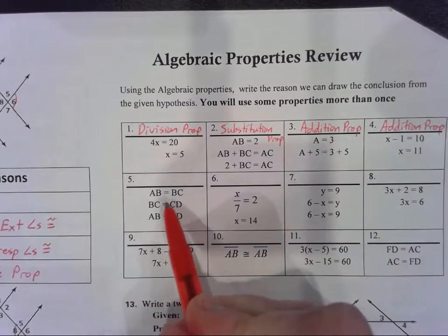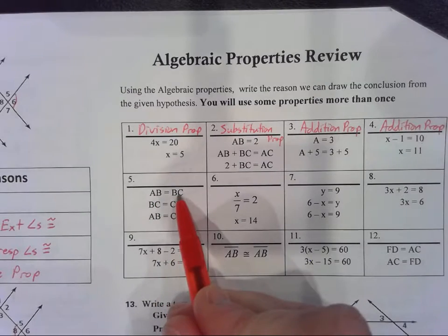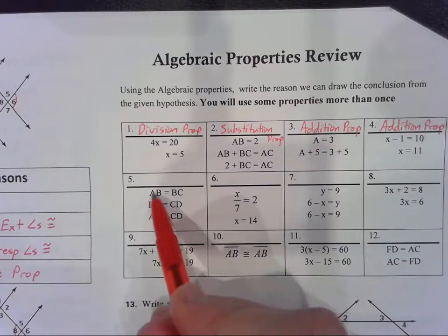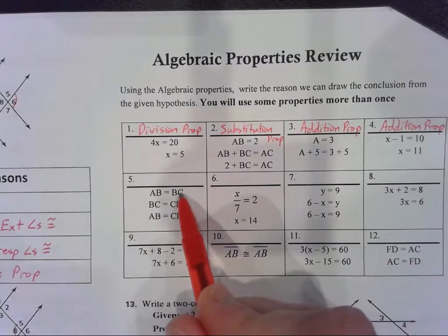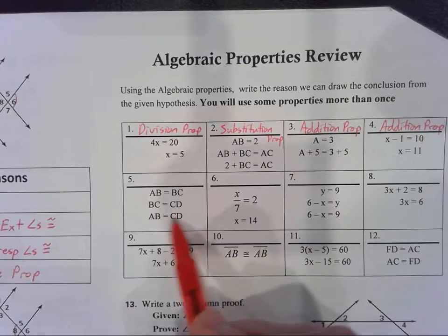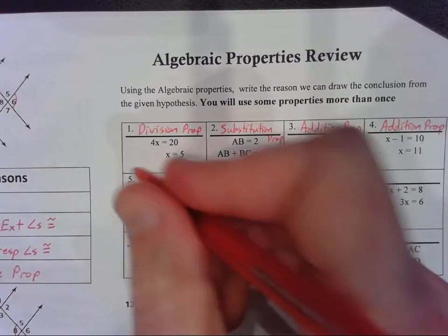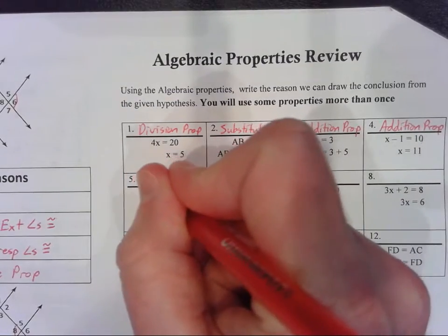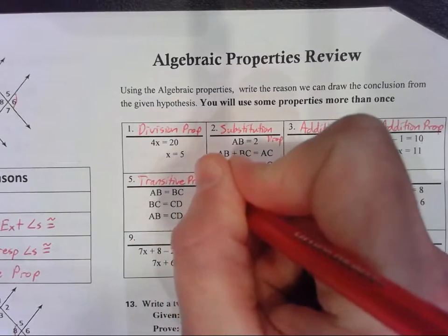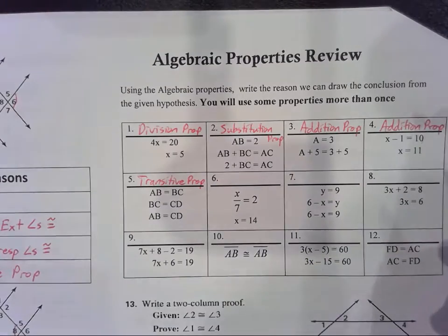Number 5, AB equals BC and BC equals CD. So if AB and CD both equal the same thing, they both equal BC, then AB and CD must be equal to each other. That is the transitive property. I would also accept substitution property.